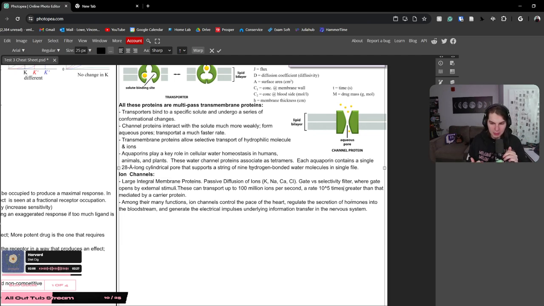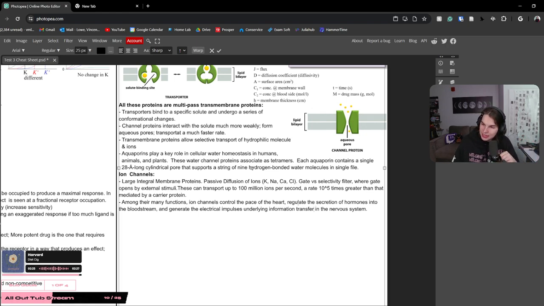You need your heart to be able to go through that QRS wave in seconds and in milliseconds. You're doing multiple of those each second. Each heartbeat you have a QRS wave, right? And ion channels are what mediate that quite a bit.